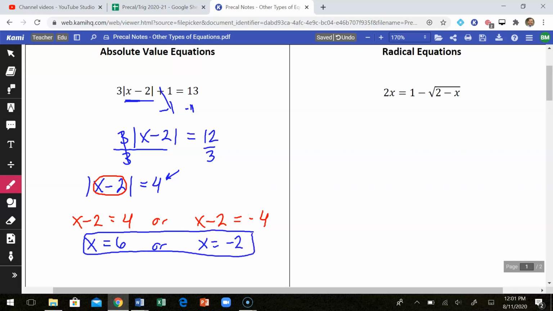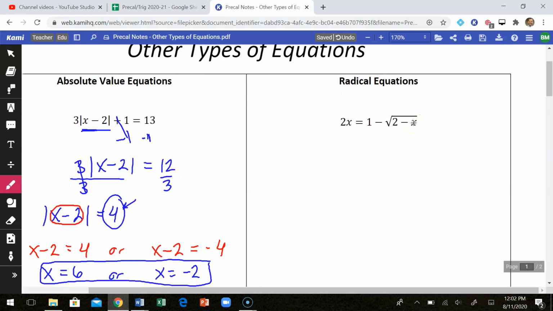Quick discussion: if I isolate the absolute value and what's on the right side is negative, then the answer would be no solution, because I can't take the absolute value of anything and get a negative number. So that has to be positive for me to even work this out. Make sure that that happens. I get two answers there.